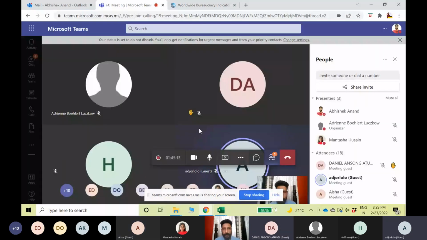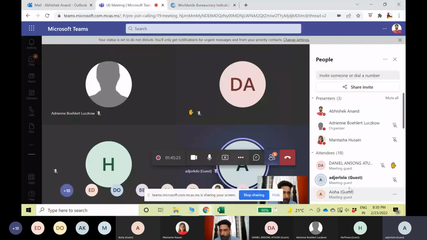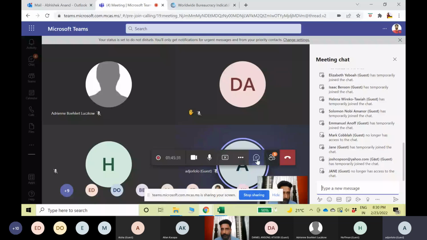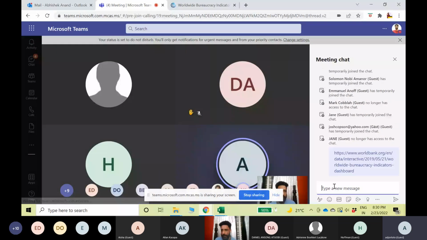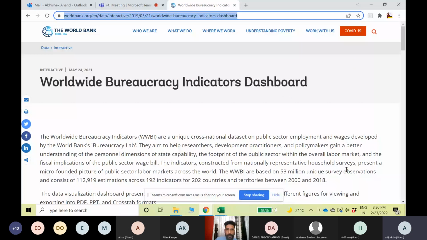Worldwide Bureaucracy. Okay, so yes, brilliant. So I'm going to put the link in the chat so that all of you can open it, and then we can browse it. All of us, we can browse it together. I'm just going to put it on the chat. Okay. Yes, I have put it there now. If you all can open the link that I just shared. And this page should open up for all of you when you click on that link.